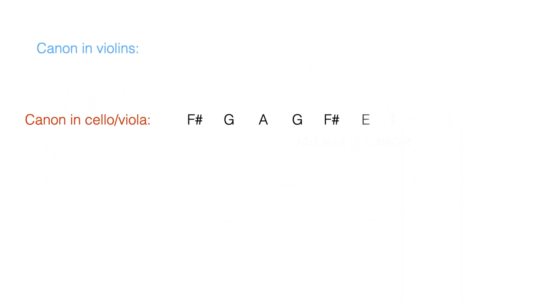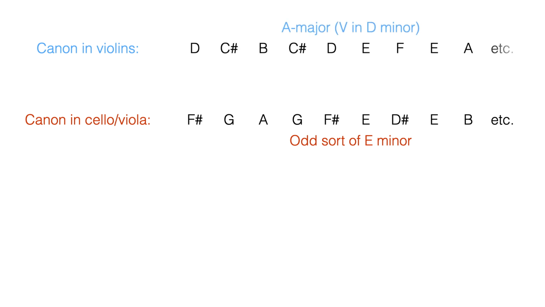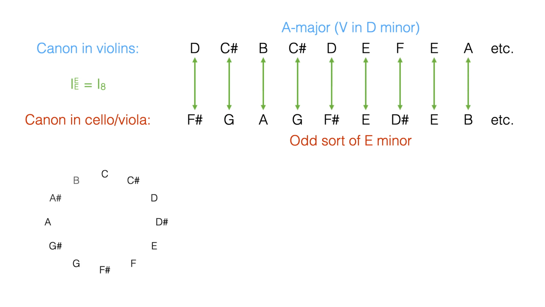While the lower canon conveys an odd sort of E minor, the upper canon conveys mostly A major harmony as 5 of D minor. These two canons are related by inversion around the E they share. Within this scheme, the E minor triad outlined in the lower duet is related by inversion to the A major triad outlined in the upper duet.